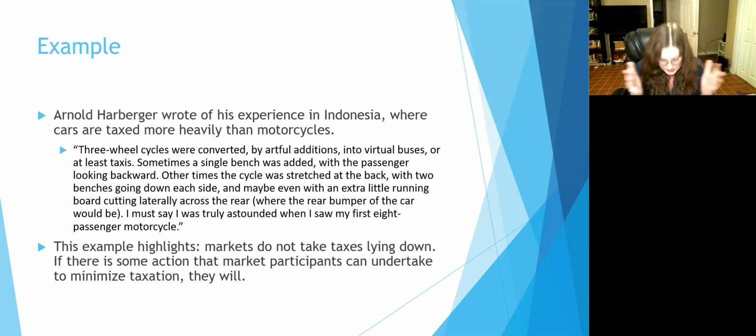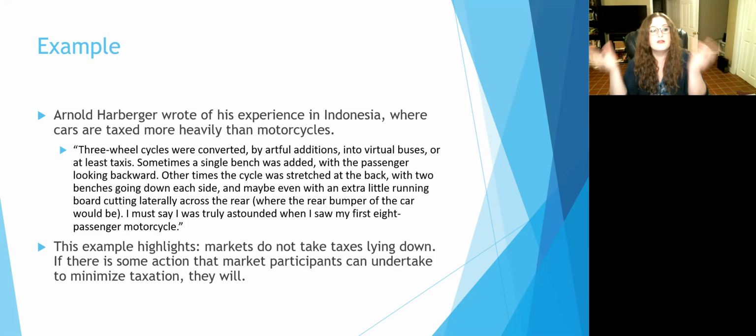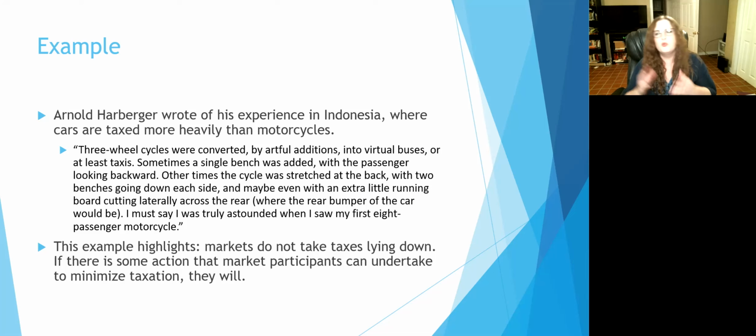So this kind of just gives an example of what happens when you tax things. Inefficiencies can happen. In this case, Indonesia had taxed so heavily their car market that people were making very unsafe and hazardous decisions with their motorcycles by having them converted into passenger type things, right? So markets don't take taxes lying down. If you add in a tax, people are creative and they don't like spending money. They most of the time will find a way around it at one level or another.